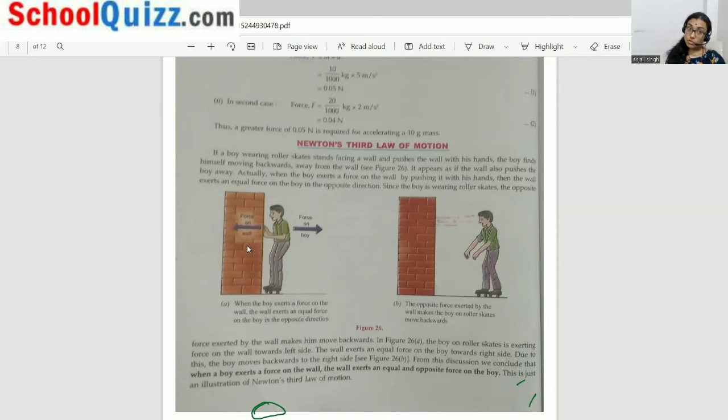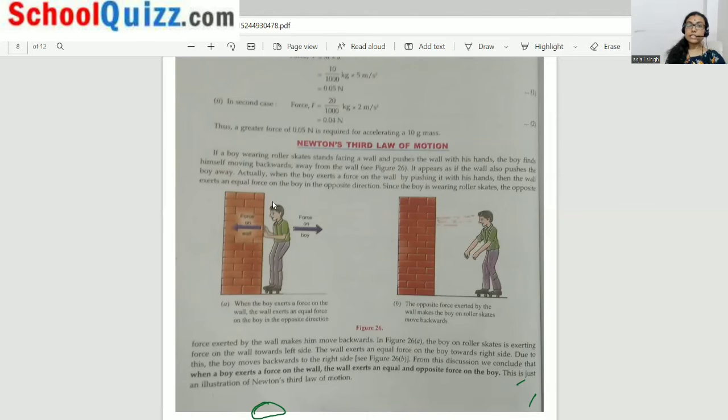He is exerting force on the wall, and I think the wall is also exerting force on the boy. That is why whatever force is exerted by this boy on the wall, the same force is exerted by the wall on the boy. Clear?